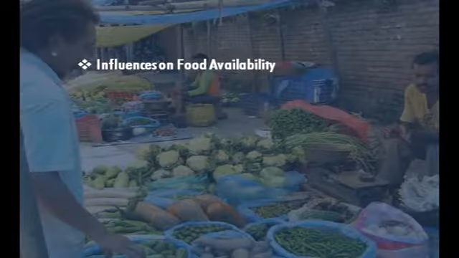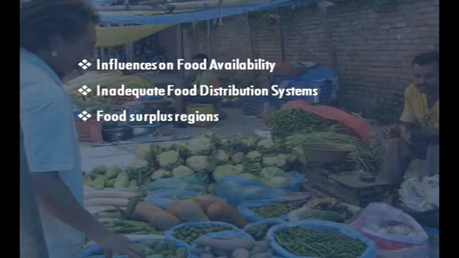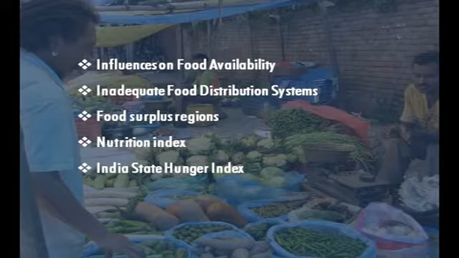In this lesson, let us examine the factors for food deficit, food surplus, and what the nutrition index is from the following headings: influence on food availability, inadequate food distribution system, food surplus regions, nutrition index, India State Hunger Index.